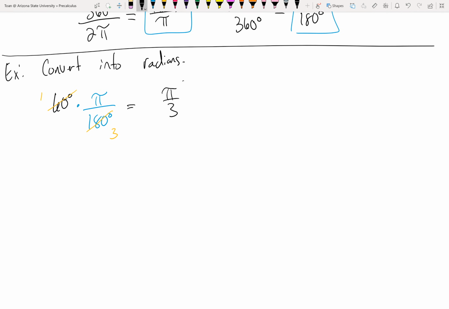That's basically it. It doesn't get any more complicated than that. You just multiply by the appropriate conversion factor. If I wanted to convert 75 degrees, you do the same thing. I'm trying to get rid of the degrees, so you put the degrees on the bottom, and then you reduce as much as possible. What can we divide out? I know we can divide out a 5. That's a 1, 2, 5, and this will be a 36. Can I divide out any more? Yeah, I can divide out a 3. So this will be a 5 and a 12. That's it. So we have 5 pi over 12.